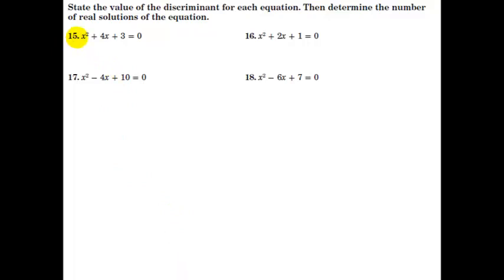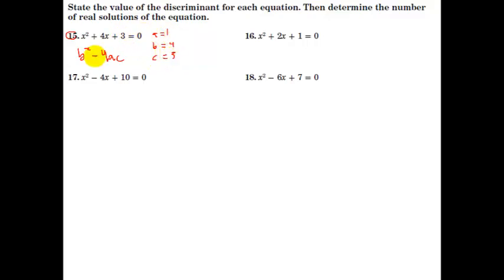Alright, let's try to do number 15. It says, state the value of the discriminant, then determine the number of real solutions. So the discriminant, remember, is the b squared minus 4ac. So let's identify our things. What is a? A is the coefficient in front here, which is a 1. B is the coefficient of the middle term, which is a 4. And c is the coefficient at the end, which is 3.